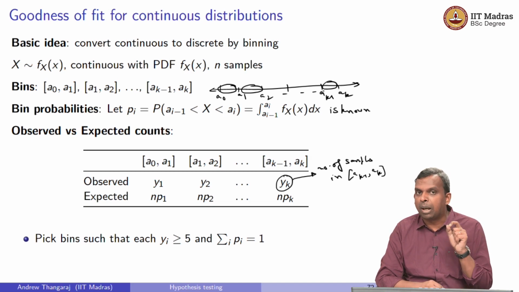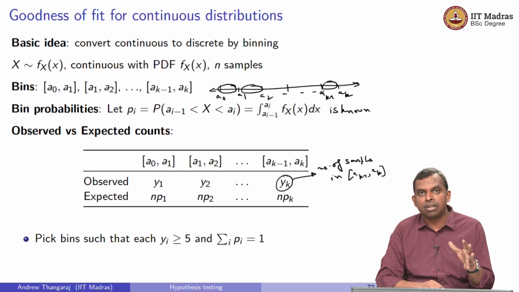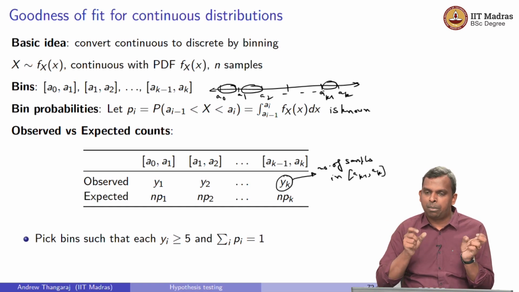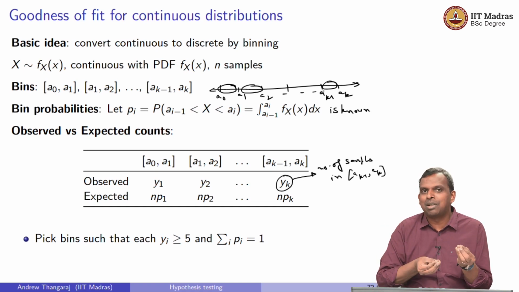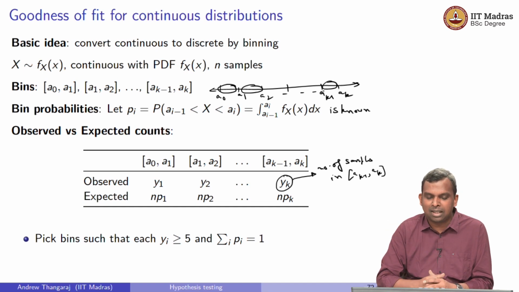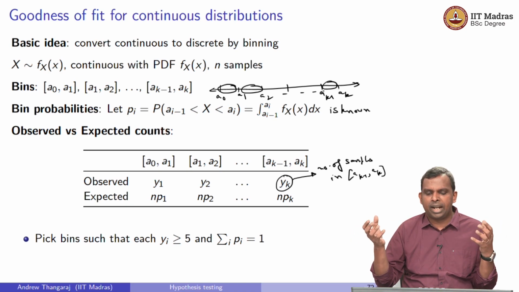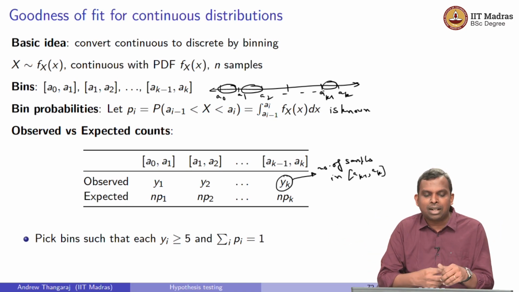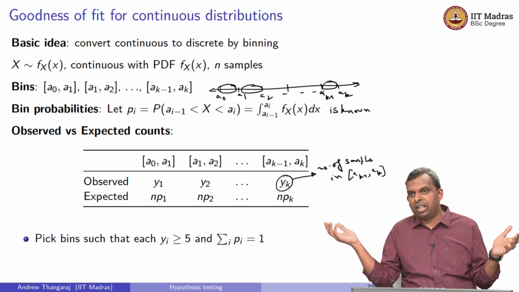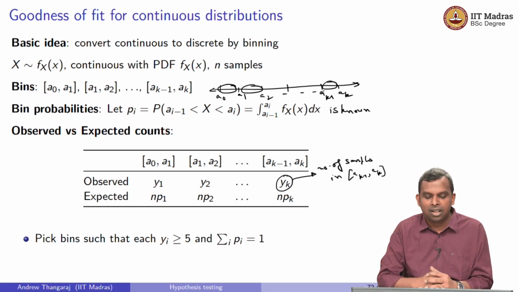There is a rule of thumb that you pick bins so that each y_i will be at least 5. This is always true in any histogramming. You should pick bins so that you have at least a few samples in every bin, otherwise it will look really bad and it's not a good idea. You also want the sum of the probabilities to be 1, so the whole area is fully covered. In fact, typically you may choose A0 to be very large and negative, and A_k very large and positive, maybe even infinity, so that it works out properly.